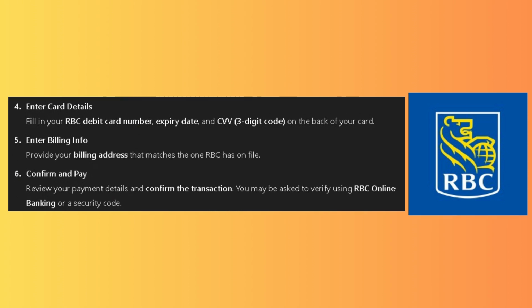Enter your card details. Fill in your RBC debit card number, expiry date and the CVV number on the back of your card. Enter your billing information. Make sure to provide a billing address that matches the one on your RBC file. Confirm and pay. Review the payment details and confirm the transaction.